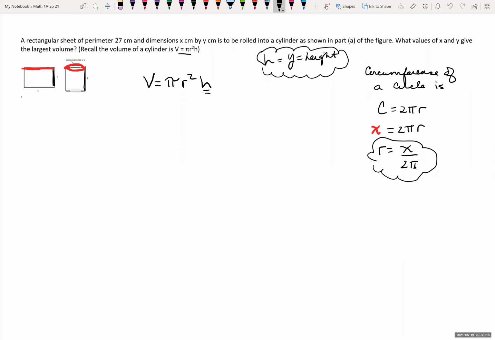And there's another bit of information we know, which is that the perimeter is 27 centimeters. And so we know that 27 is equal to twice the length plus twice the width. So 2x plus 2y. Well, since our radius is in terms of x, let's solve for y in terms of x for this equation. So we would subtract 2x on both sides and divide by 2. We would get 27 minus 2x, divided by 2, which is the same thing as 27 halves minus x.